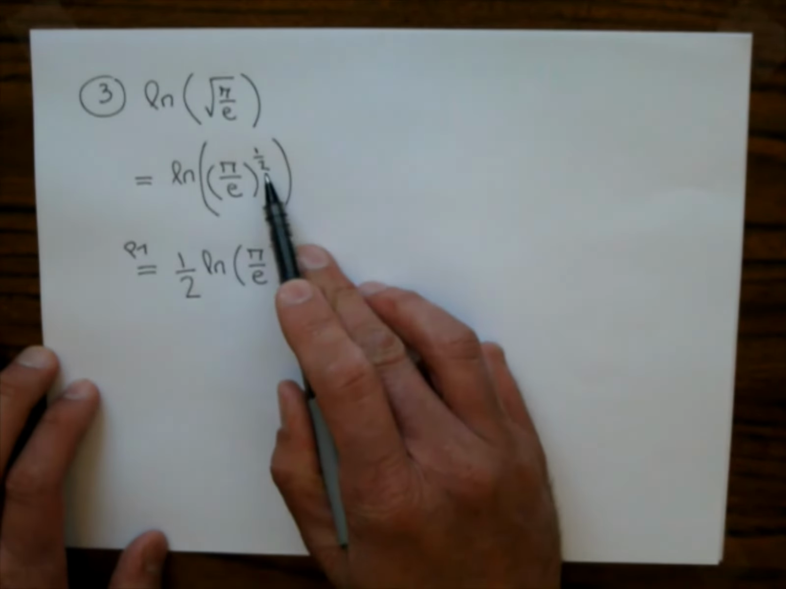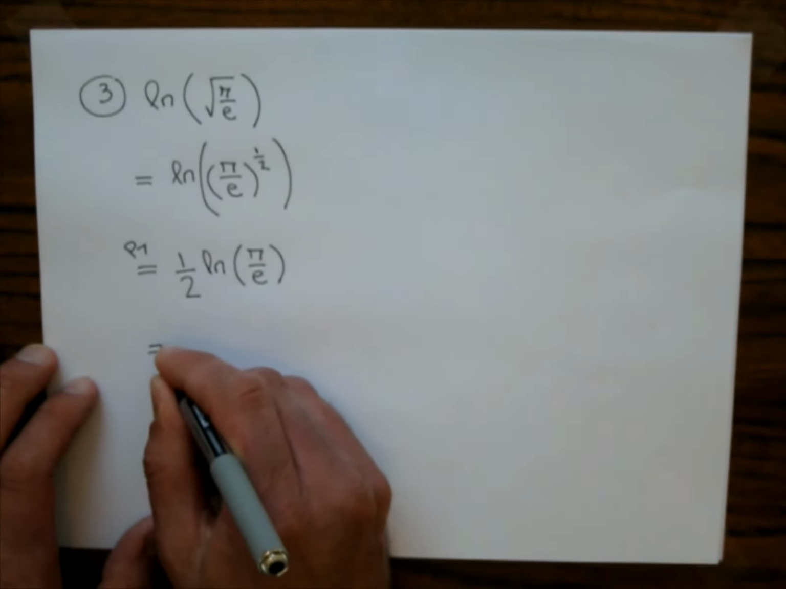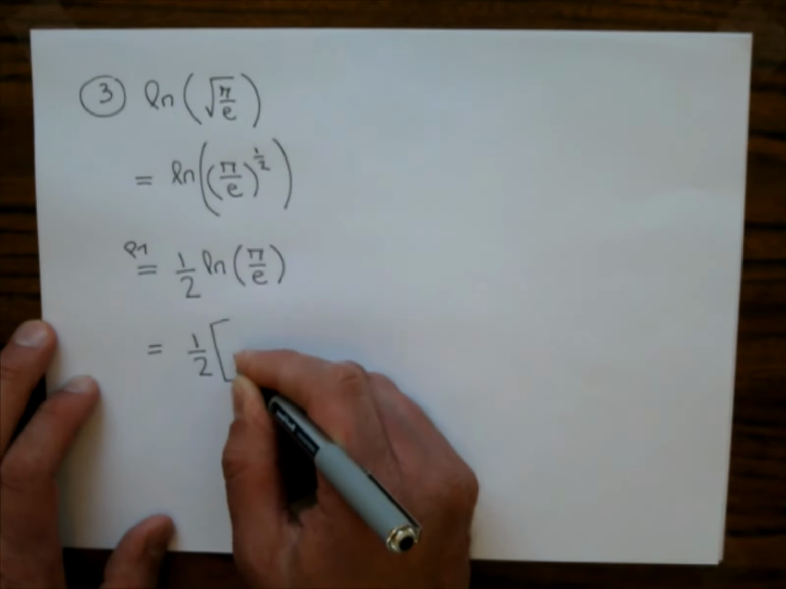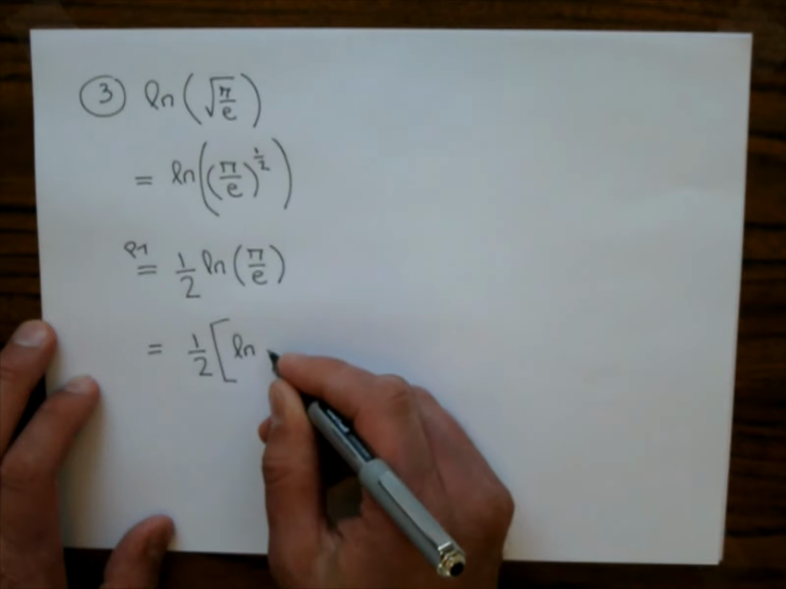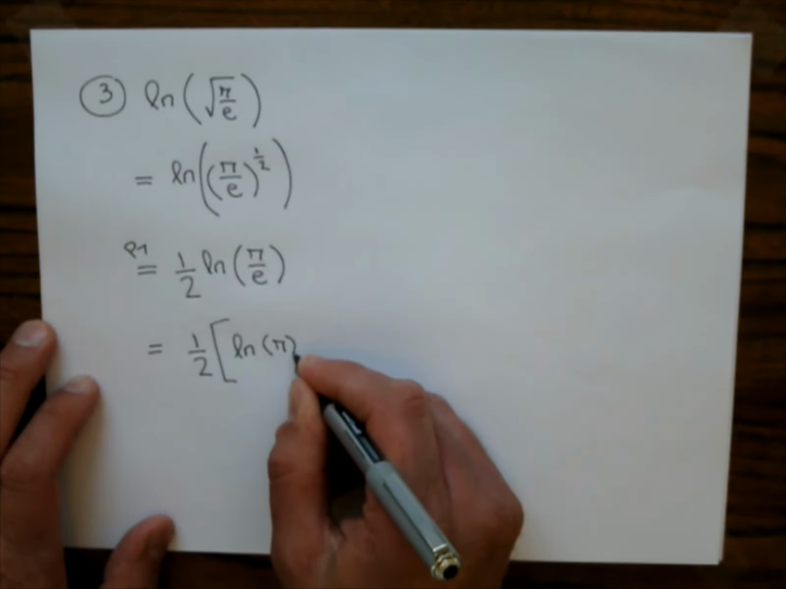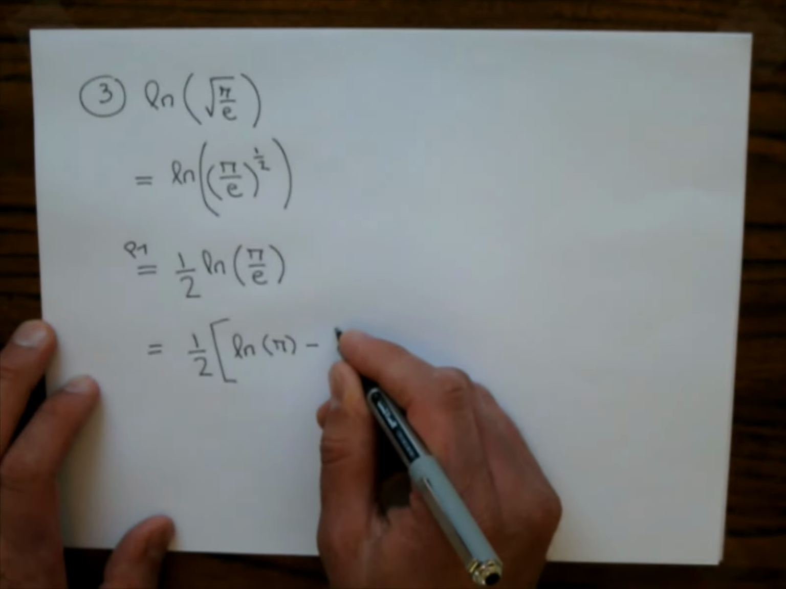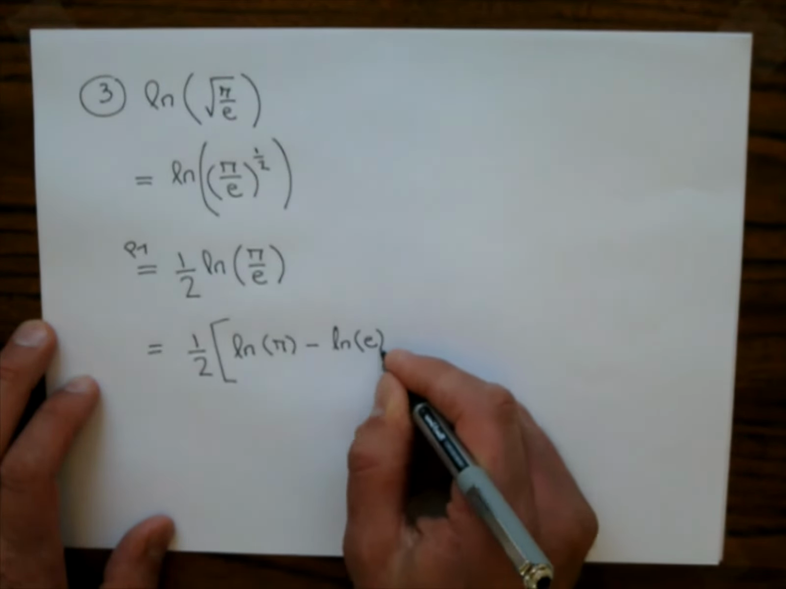So we don't have a power anymore, but we still have a quotient. So I'm going to go ahead and use the quotient rule. The quotient rule says we take the difference of the logs, so we have ln pi minus ln e.